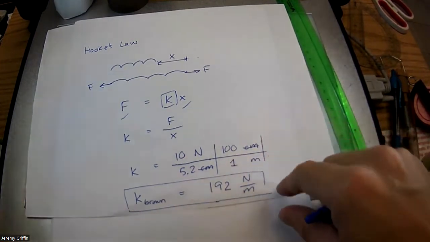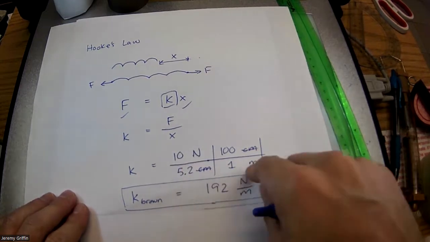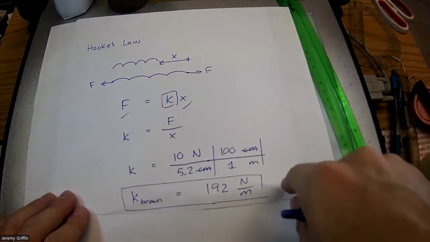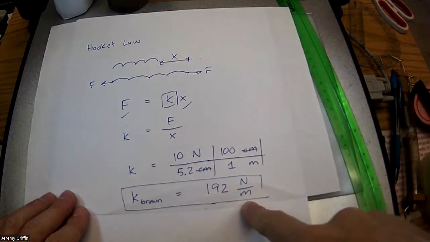I stretched 5.2 centimeters for 10 newtons. So if you divide that out, you get 1.92 newtons per centimeter. Okay, and then if you convert to meters, multiply by 100 centimeters per meter, you get 192 newtons per meter.